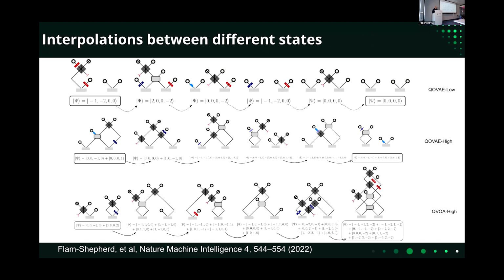So, more examples of interpolations. I don't know why I'm showing you another interpolation here. I forget.